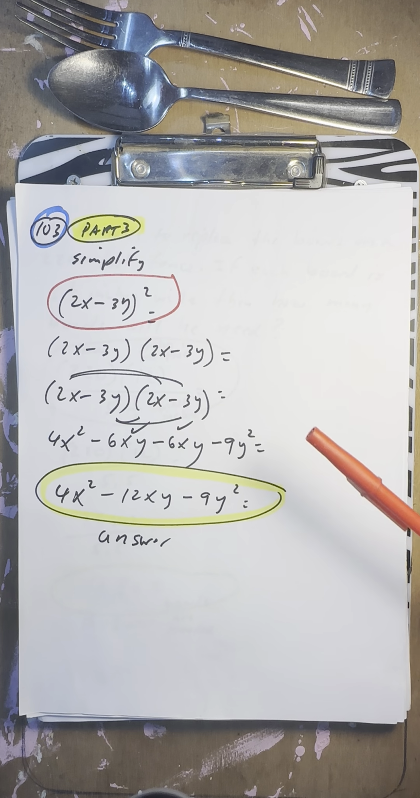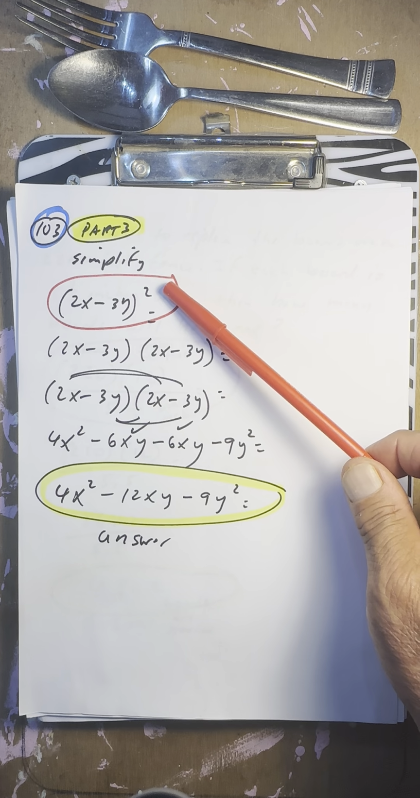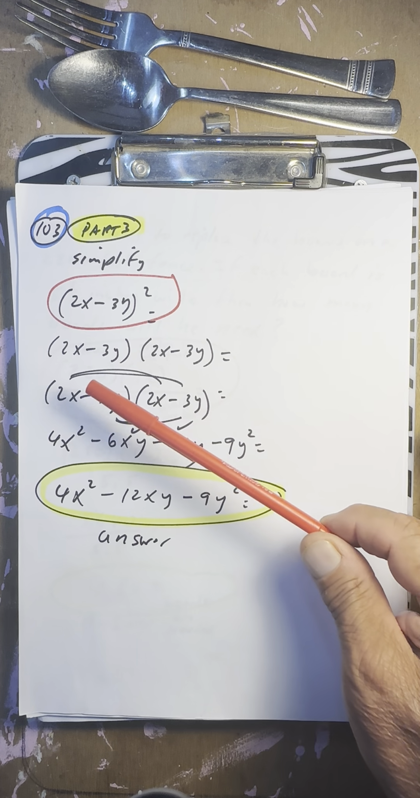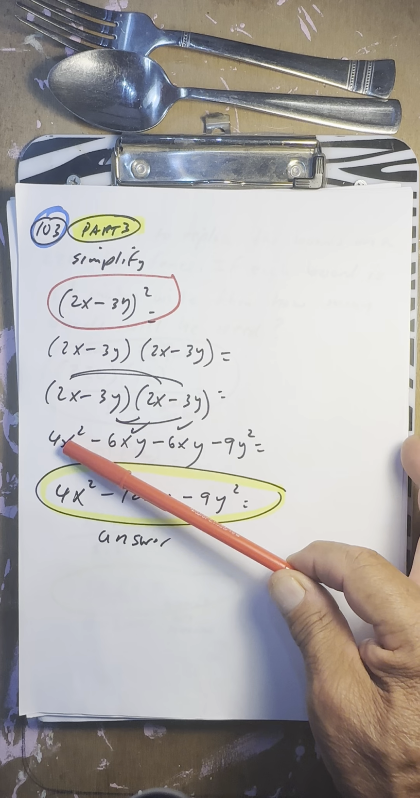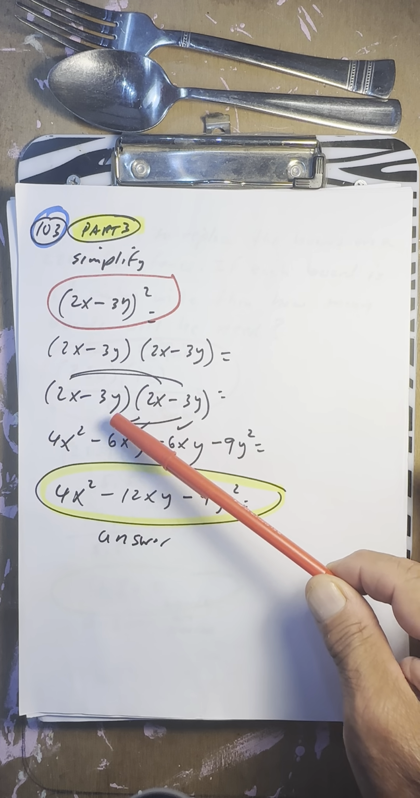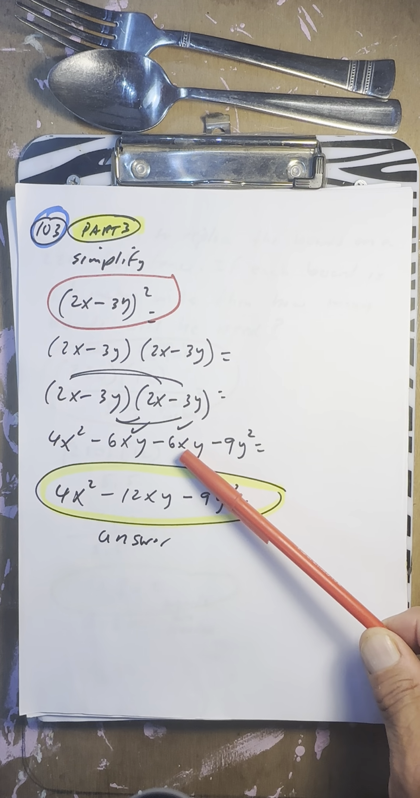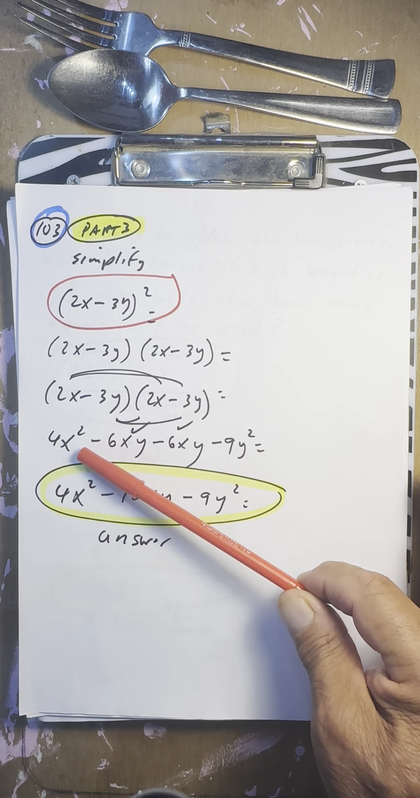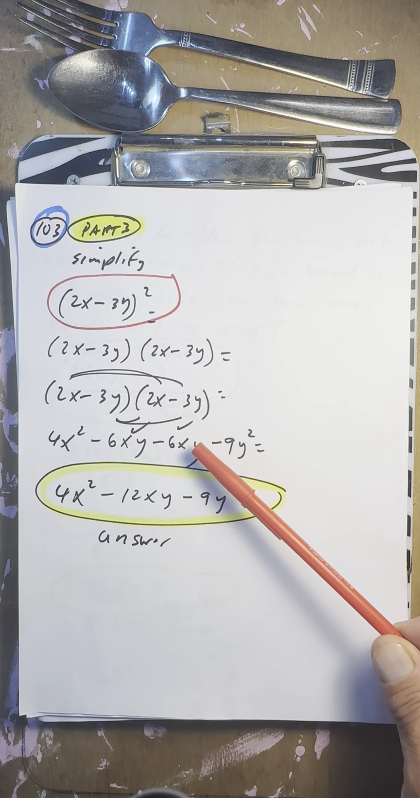What? Squared. Okay, squared means you've got to do it twice. So 2x minus 3y times 2x minus 3y. Expand this out. So now, ready? That turns out to be 4x squared. That turns out to be negative 6xy. This and this is negative 6xy again. And that turns out to be a negative 9y squared. So we have 4x squared minus 6xy minus 6xy minus 9y squared.